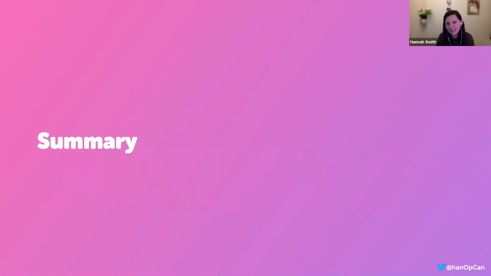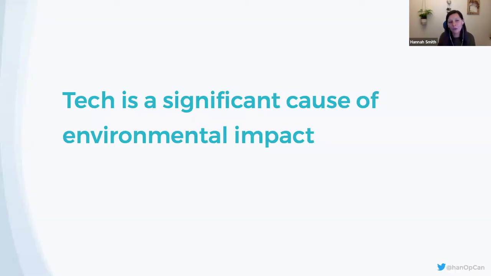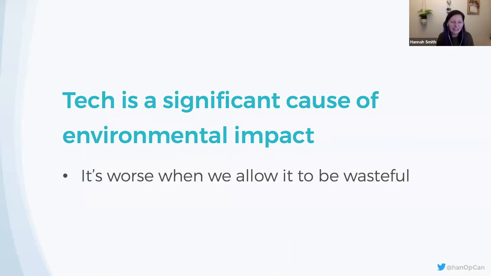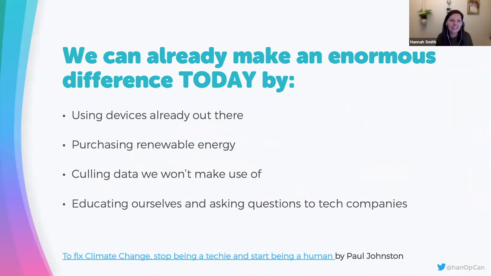So just to sum up what I've said in a nutshell, tech is a significant cause of environmental impact. And it's really unforgivable when it's wasteful, when we are just using tech almost for the sake of it and it's not really adding value. And we can make an enormous difference today already by using devices that are already out there. So buying secondhand, making what we have last longer, fixing and repairing. Purchasing renewable energy is something we can do to make a big difference. And as I talked about quite a bit, culling data we won't make use of. And asking questions and educating ourselves about this topic is something we can do to make an enormous difference too.